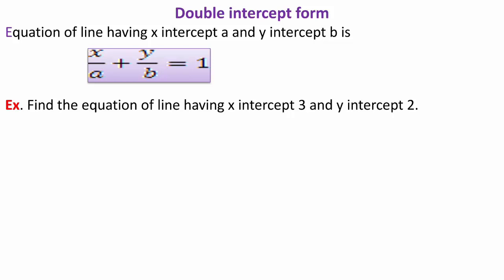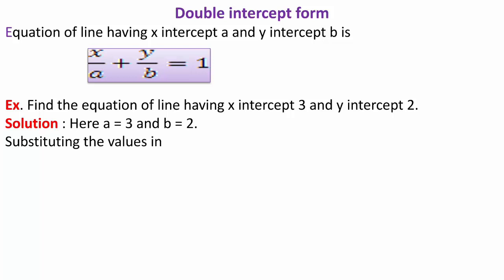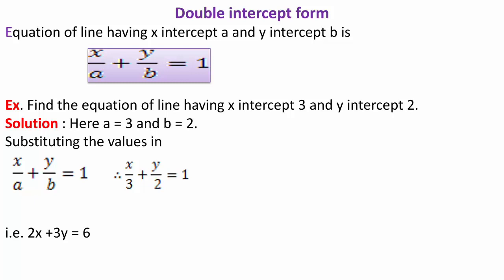Example: find the equation of the line having x-intercept 3 and y-intercept 2. Here a equal to 3 and b equal to 2 is given. Therefore, substituting the values in the equation x/a + y/b = 1, we get x/3 + y/2 = 1, that is, 2x + 3y = 6.